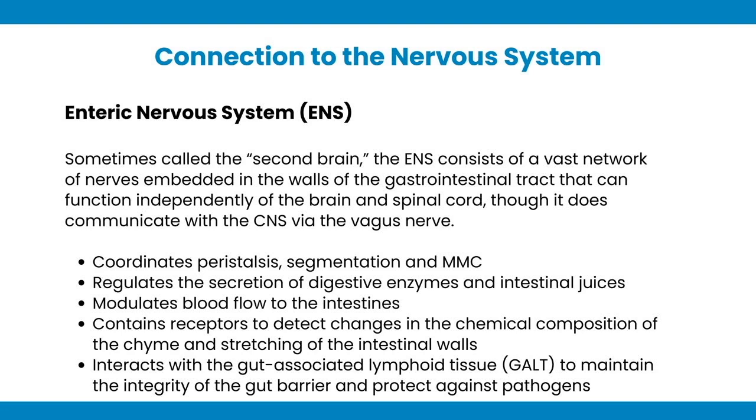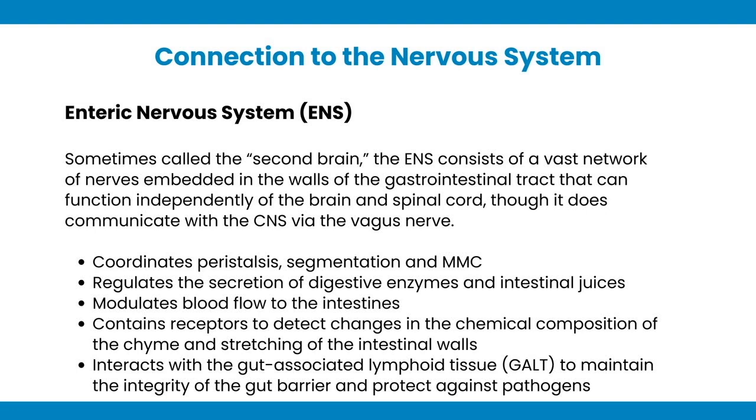It has tons of nerves that are embedded in the walls, and they function independently of our brain and our spinal cord. But they do communicate with the CNS, the central nervous system, through the vagus nerve, which you've probably heard me talk about. So, the important things that this nervous system does is to coordinate the movement, the peristalsis, the migratory motor complex, and that churning. The nervous system also regulates the secretion of digestive enzymes and intestinal juices so the food can actually be broken down. It modulates blood flow. We have to have blood flow to the intestines in order for any of this to happen.